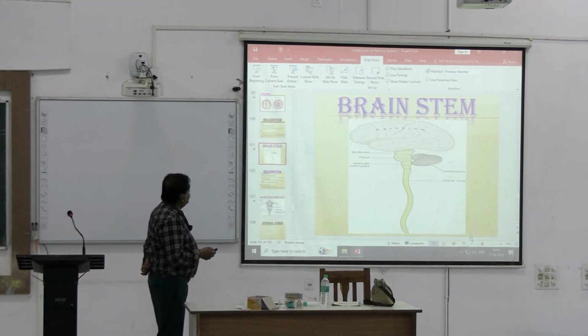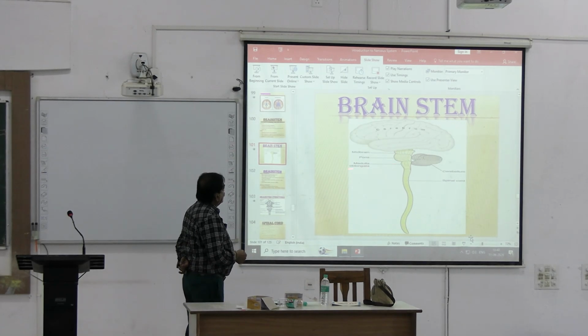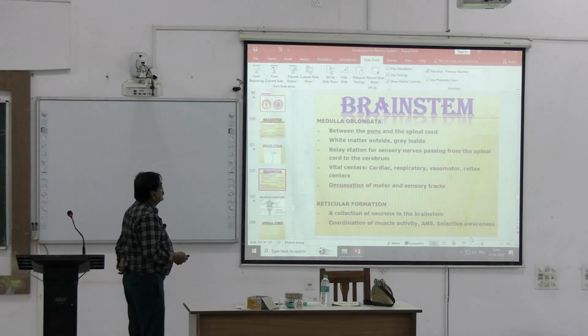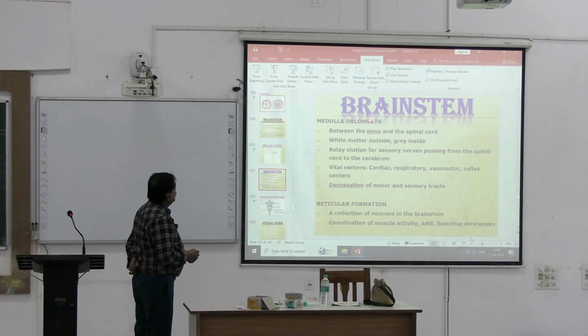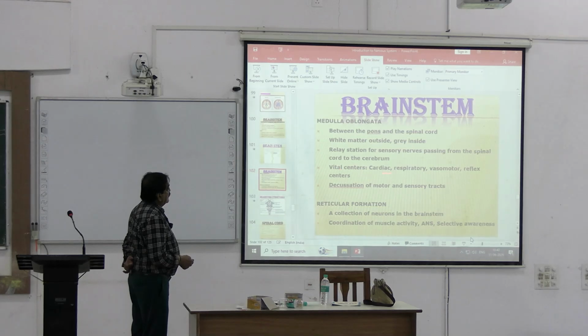Now, brainstem, this is a picture you have to draw. The midbrain, pons, medulla oblongata. This is cerebellum. Brainstem, medulla oblongata, between the pons and the spinal cord, white matter outside, grey matter inside. Relay station for sensory nerves passing from the spinal cord to the cerebrum. Vital centers: cardiac, respiratory, vasomotor, reflex centers, decussation of motor and sensory tract.